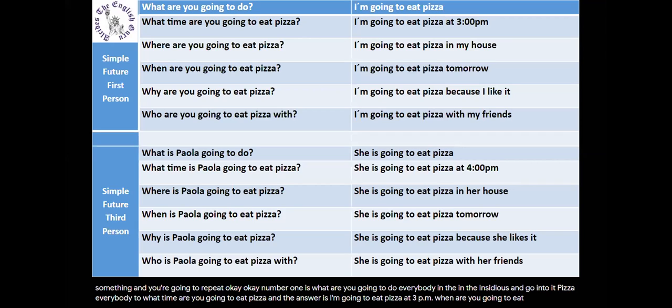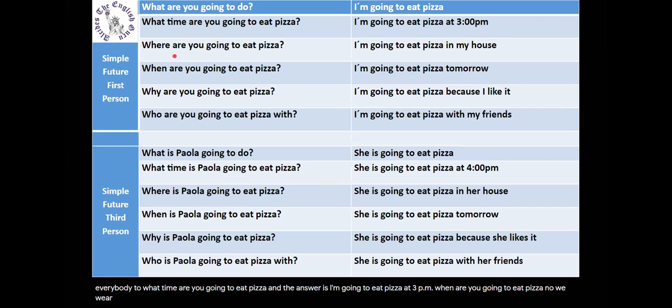Where are you going to eat pizza? No, we. Where? Where are you going to eat pizza? I'm going to eat pizza in my house. When are you going to eat pizza? I'm going to eat pizza tomorrow.